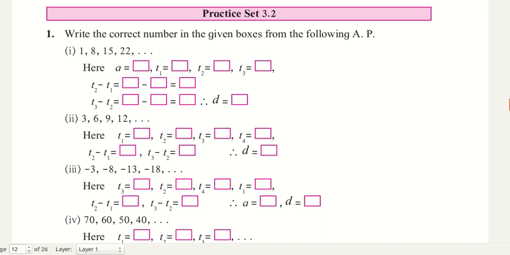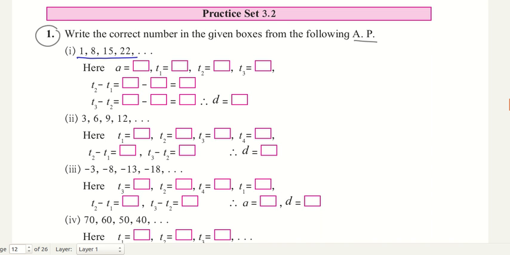Now in the first question there is an activity given. You can see over here: write the correct number in the given boxes from the following AP. It's an arithmetic progression that is given, and the series given to us is 1, 8, 15 and 22, and so on.